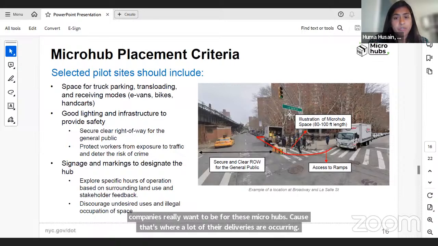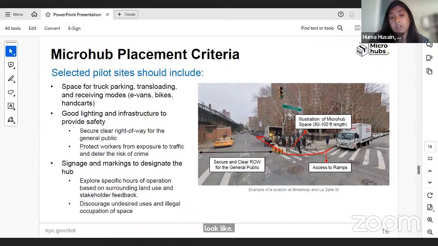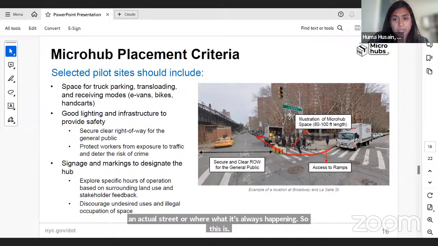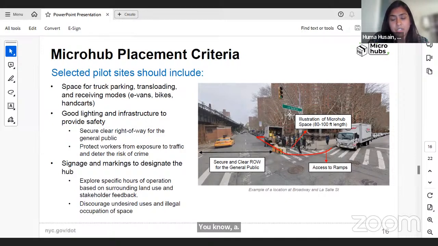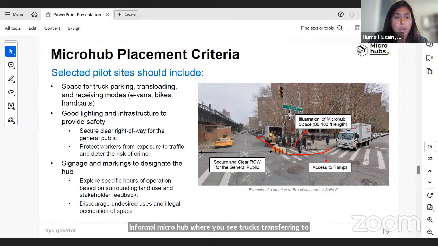And then here's just another visual of what it might look like on an actual street or what it's already happening. So this is an informal micro hub where you see trucks transferring to hand carts. And so we're thinking about good lighting, good curb space, clear right of way between the public and the micro hub itself. We would be thinking about signage and markings to designate the area, making sure there's specific hours of operation, so they're good neighbors to the surrounding buildings and public.